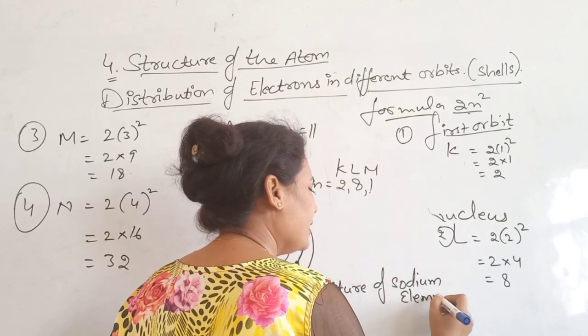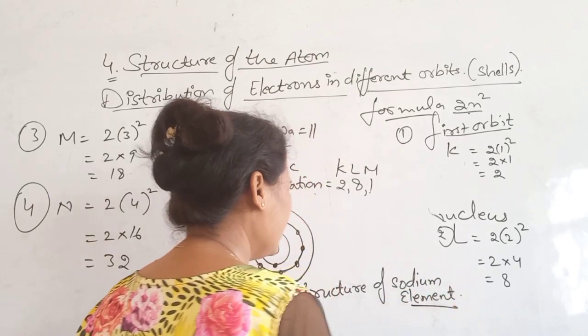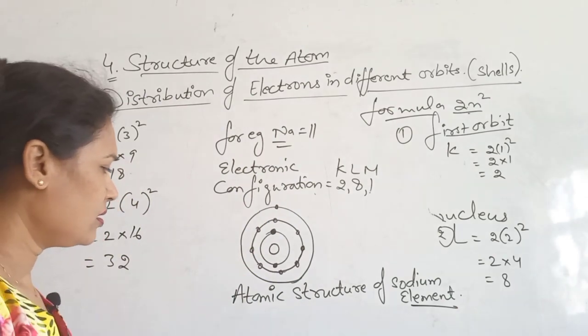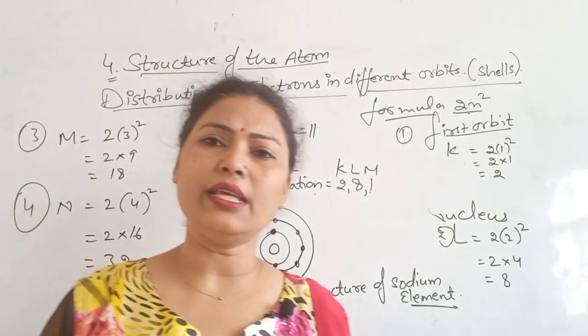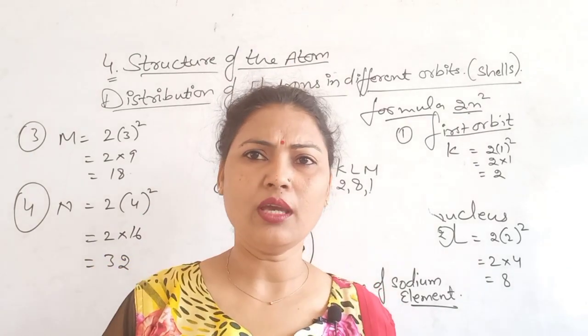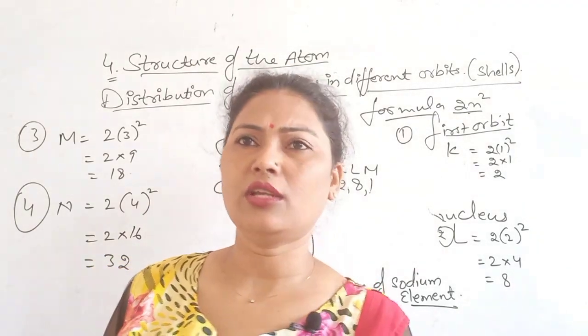Okay. So like that you can draw the atomic structure of all the elements from 1 to 20 atomic number. Okay. So you can write all these in homework.